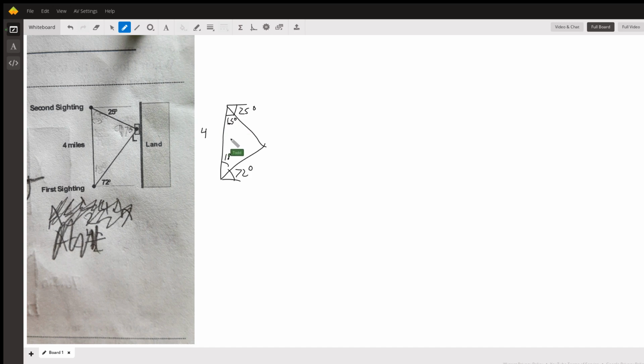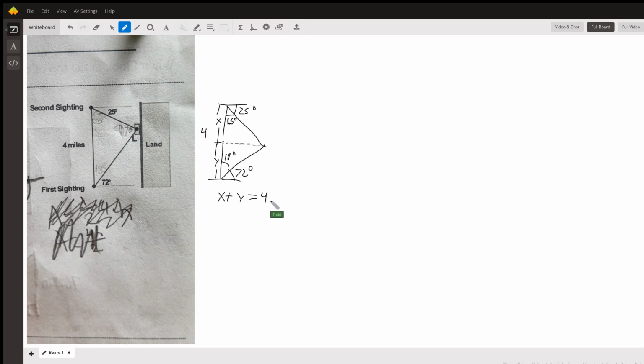Right, so to find the distance from this path to the shore, I'm actually going to break this up into two triangles, right? And so I'm going to call this portion here of the 4 mile distance X, and then call this other half of it Y, right? So now we know that X plus Y has to equal 4.